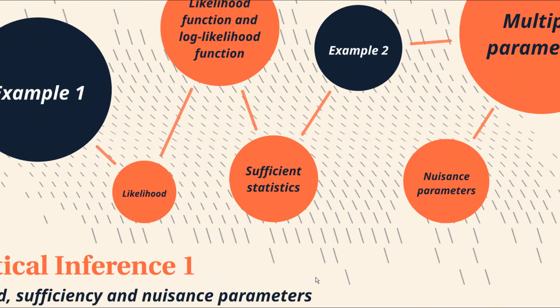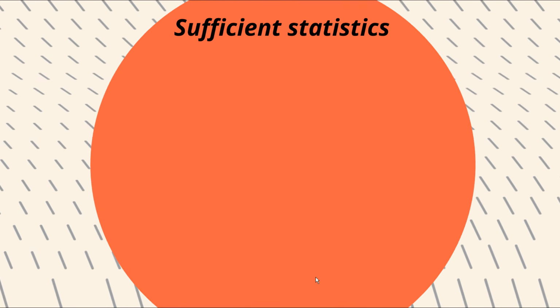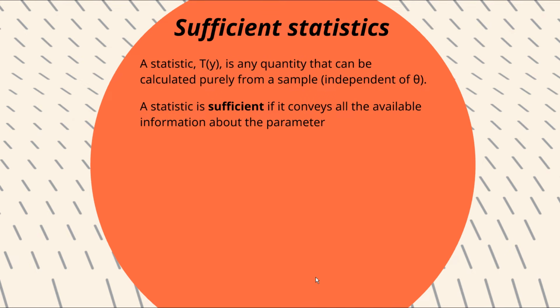Okay. So with that done, let's have a look at sufficient statistics. Now here, a statistic, let's just label it T(y), is any quantity that can be calculated purely from a sample. So it's independent of the population parameter. And we say it's sufficient if it conveys all the available information about that parameter theta.